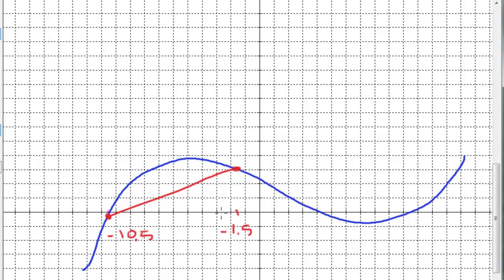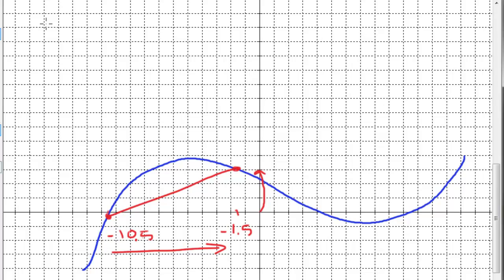So that's my change in x. My change in y goes from, let's just say it's right there at 0 up to about 3, right? So that's my average rate of change. So as x goes from -10.5 to -1.5, my y value goes from 0 to 3. So secant lines give you an average rate of change.